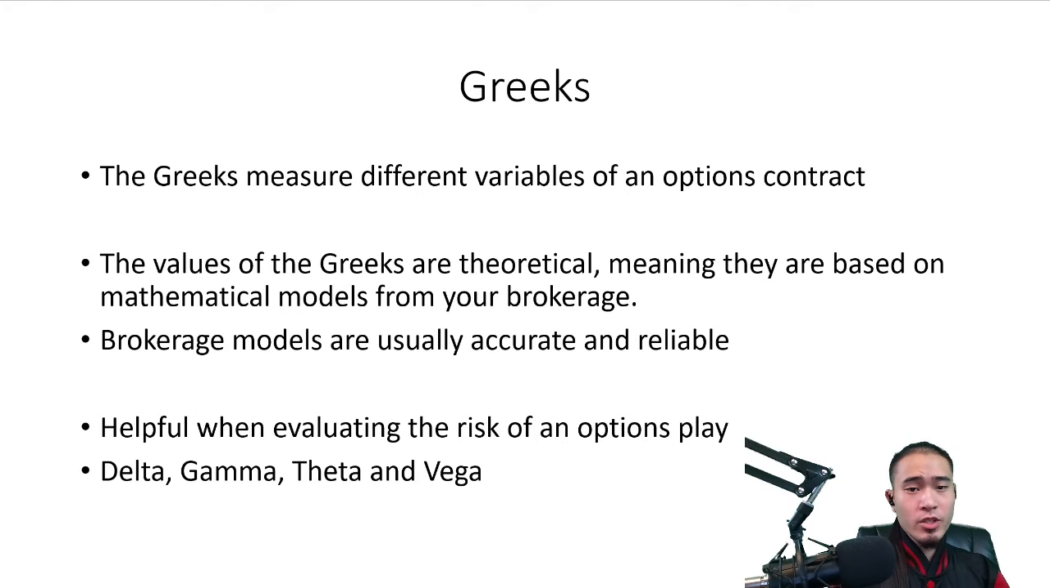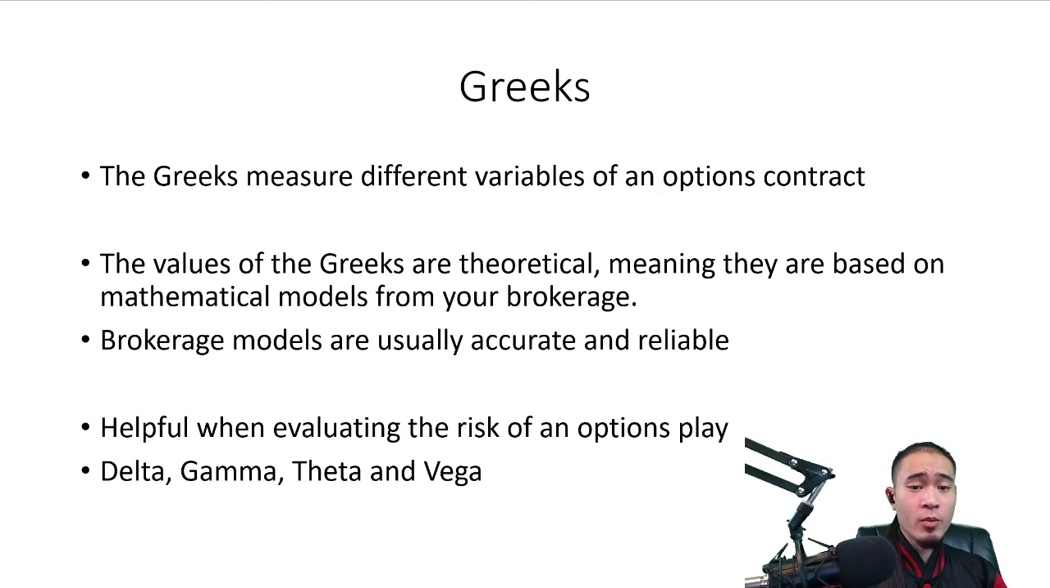Alright, so the Greeks measure different variables of an options contract. The values of the Greeks are theoretical, meaning they are based on mathematical models from your brokerage. Brokerage models are usually accurate and reliable. So, while there's a formula to calculate all this stuff yourself, you really don't need to. All the information is already going to be there from your brokerage account.